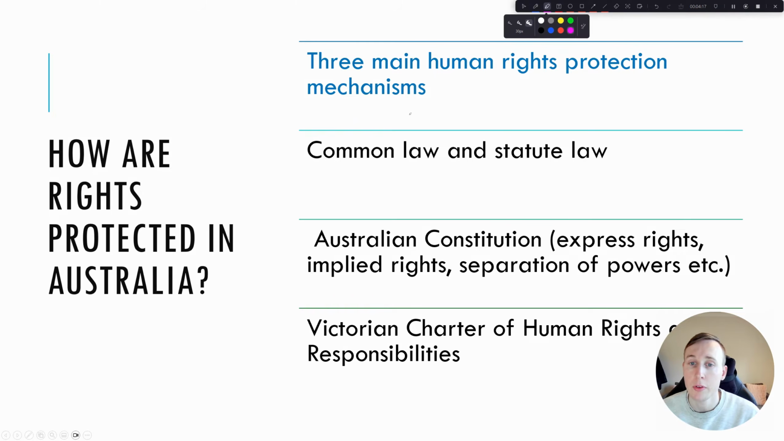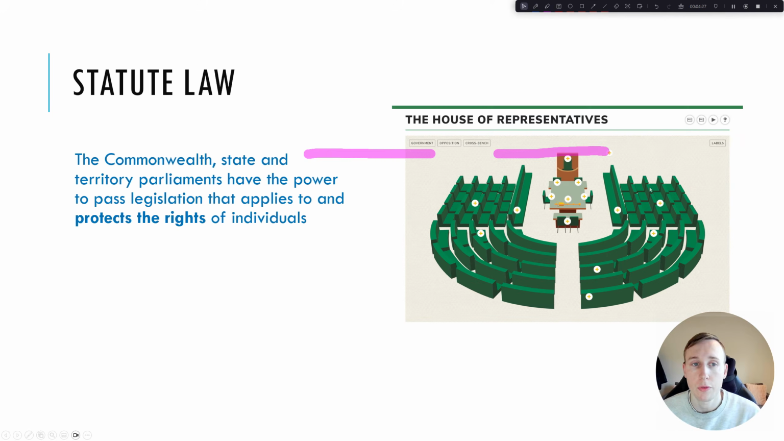Just to remind you, when you see common law, think about this as laws made by courts. When you see statute law, these are laws made by Parliament. Okay, so the first one we have is what's known as statute law. In Australia, we have regular elections and we are voting for who we want to represent our views and values. So people in Parliament are able to make laws that can help uphold or protect our rights.